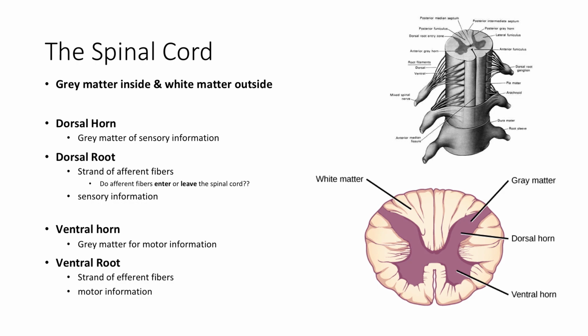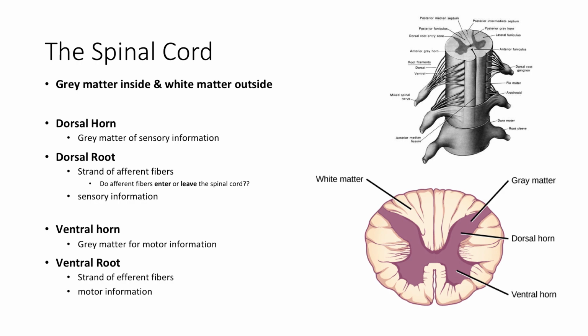So the gray matter within the spinal cord has the shape of a butterfly. The top part of the butterfly wings is what we call the dorsal horns. You can see those right here, dorsal horn. Here's another dorsal horn. And the bottom part of the butterfly wings are the ventral horns. So here you see one ventral horn and another ventral horn.